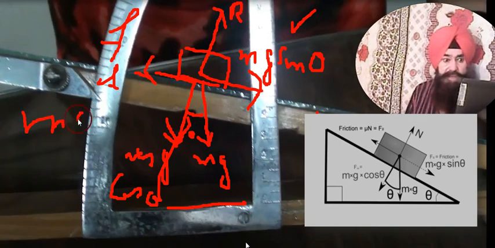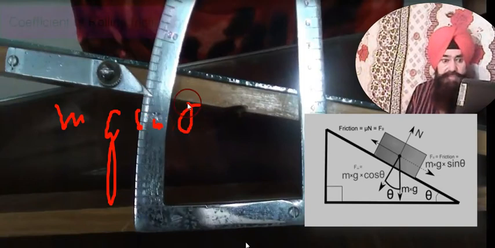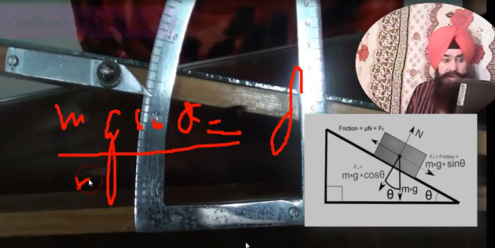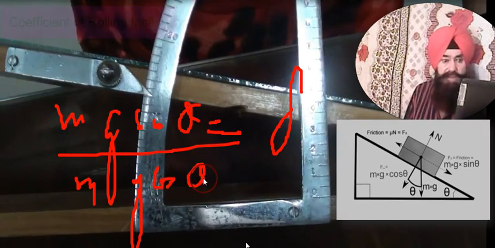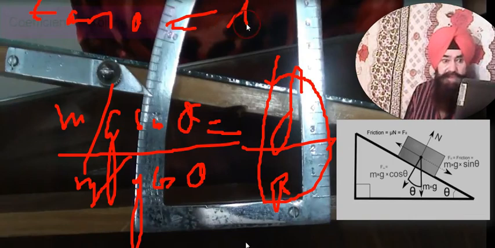So mg sin theta is equal to friction, and mg cos theta is balanced by the normal reaction R. So mg and mg cancel out, sin theta over cos theta becomes tan theta. So tan theta equals F upon R. What is F upon R? This is the coefficient of limiting static friction.